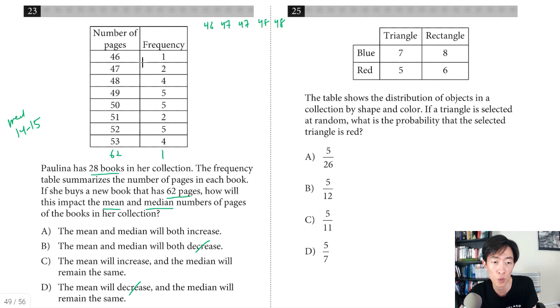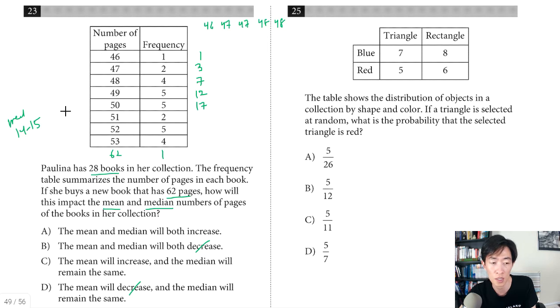All we need to know is where the 14th number falls. Given that they put this in order for us already, we just have to total these up. So there's going to be 1 46, and then you have 2 47s. That's 3 elements in the list. If you have 4 48s, you add that, then we're up to 7. If you have 5 49s, that's going to be 12. And then if you have 5 50s, that's going to be 17 numbers listed.